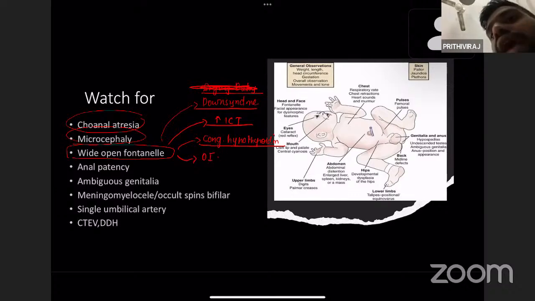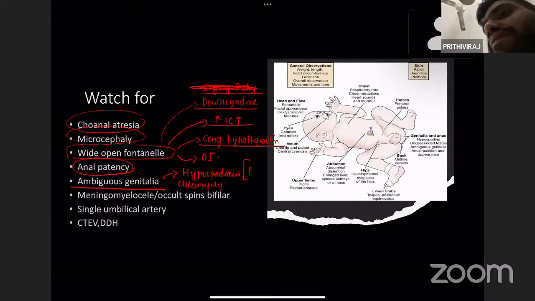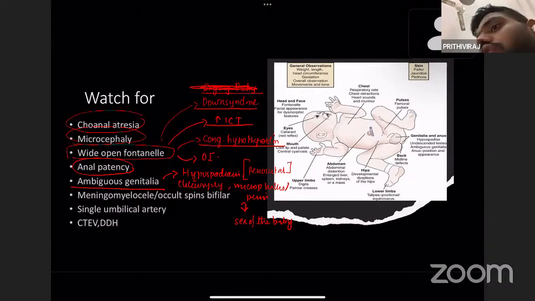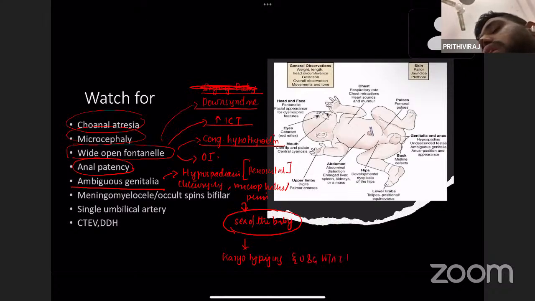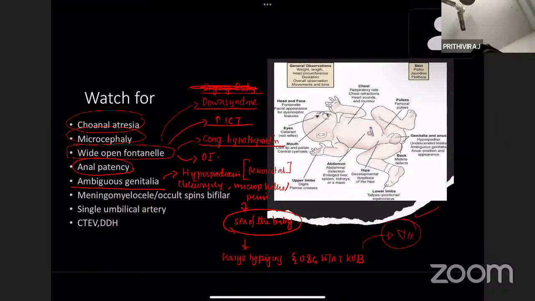Exactly. Osteogenesis imperfecta. Anal patency, ambiguous genitalia is very important. Any hypospadias, any clitoromegaly, penoscrotal hypospadias, micropenis, if any of these conditions is present in that baby, please don't reveal the sex of the baby. Perform a karyotyping and do USG whole abdomen with KUB to know the internal genital organs. Only after doing that, you reveal the sex. Before that, there is no assignment of sex in that kind of babies.